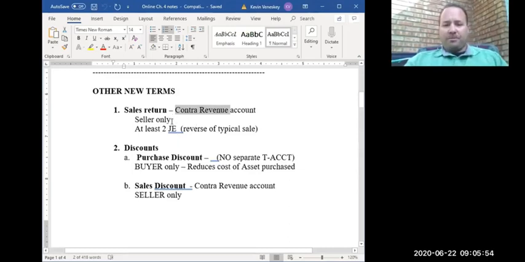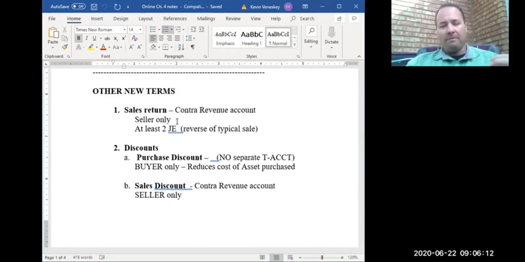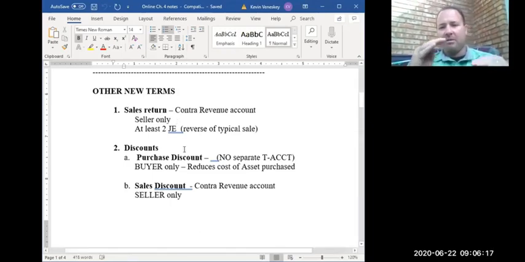When we have a sales return, the sales return account is only for the seller. The buyer won't show a sales return. They do it a little differently because you can't have a sales return if you never had a sale. And so if you're the buyer, you never had a sale. You bought merchandise or you bought equipment, and then you're just turning around and giving it back. And we're going to see how it looks from both standpoints in our problem.